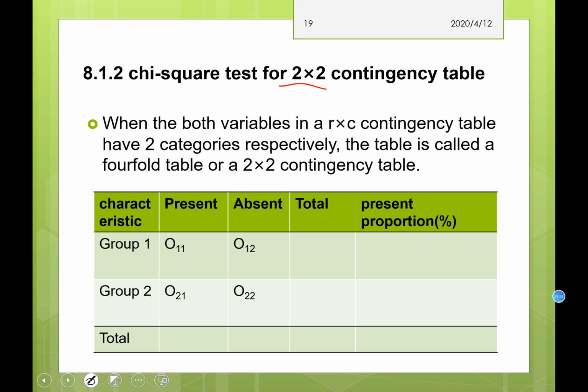Okay, so when both variables in an R times C contingency table have 2 categories respectively, the table is called a four-fold table or a 2 times 2 table. In this slide, this table shows the observed frequencies in the 4 cells corresponding to each row and column combination, the 4 marginal totals and the overall total. The marginal totals mean the 2 row totals and 2 column totals, and the overall total is here, the little n.